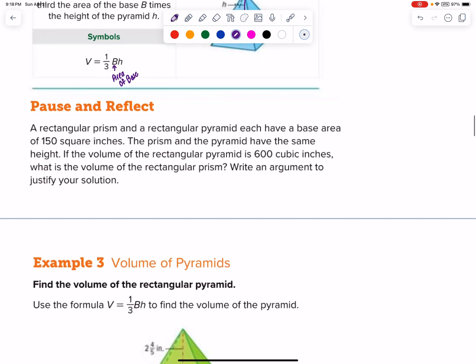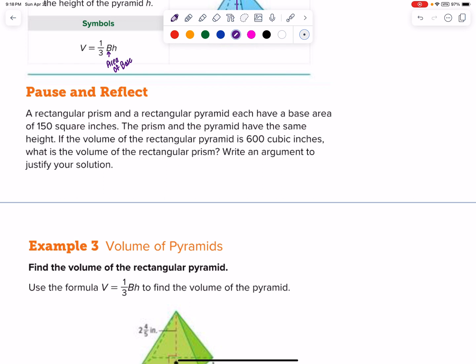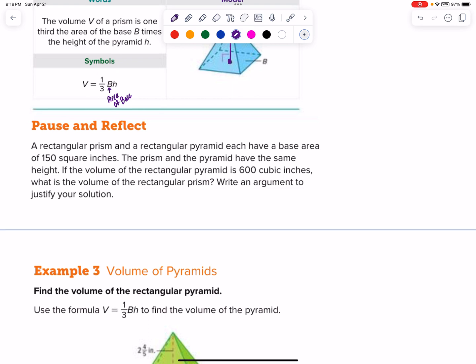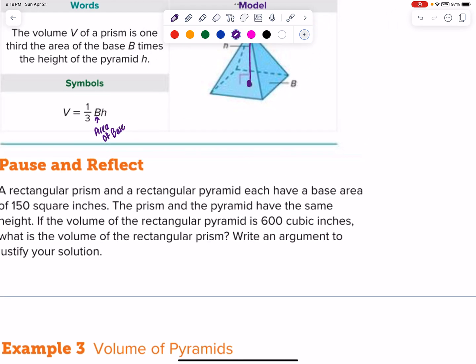It says a rectangular prism and a rectangular pyramid each have a base area of 150 square inches. The prism and pyramid have the same height. If the volume of the rectangular prism is 600 cubic inches, what is the volume of the rectangular prism? Okay, so here's why they're posing this problem. Okay, so you know a rectangular prism, its volume is area of the base times the height. The pyramid, the one difference is it's a third of that.